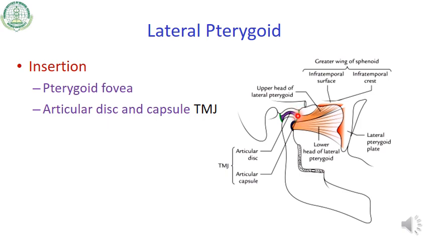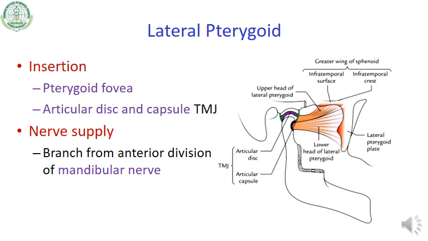Some fibers are attached here, you can see, to the capsular ligament of the temporomandibular joint, and through it also articulating with the articular disc of the temporomandibular joint. So few fibers of the lateral pterygoid are also attaching to the articular disc and capsule of the temporomandibular joint. It is considered that this tendon of the lateral pterygoid is degenerated to form the articular disc of the temporomandibular joint.